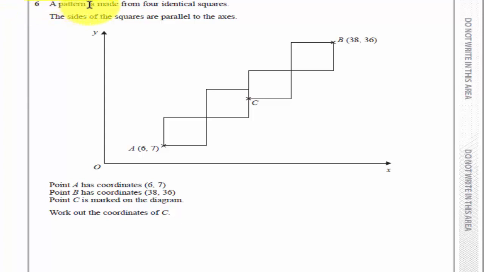Question 6. A pattern is made from 4 identical squares. The sides of the squares are parallel to the axis. And then it tells me here the coordinates I've already given, and I have to work out the coordinate of C. So there's the coordinate of C. I've got to work out those coordinates.